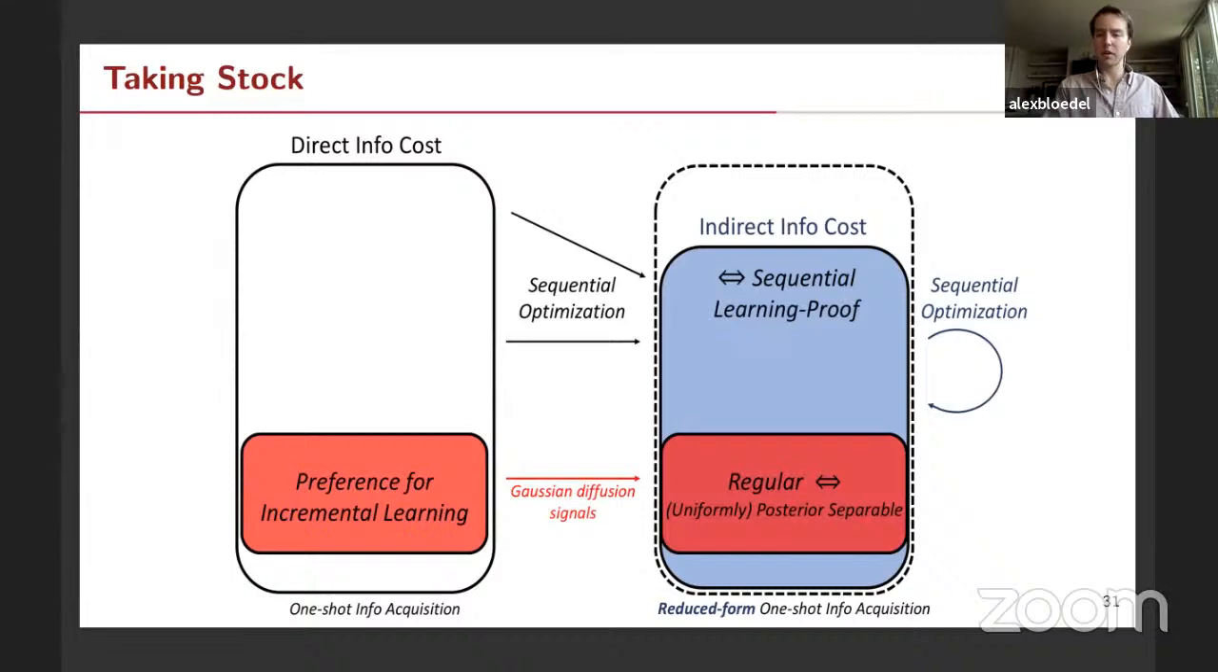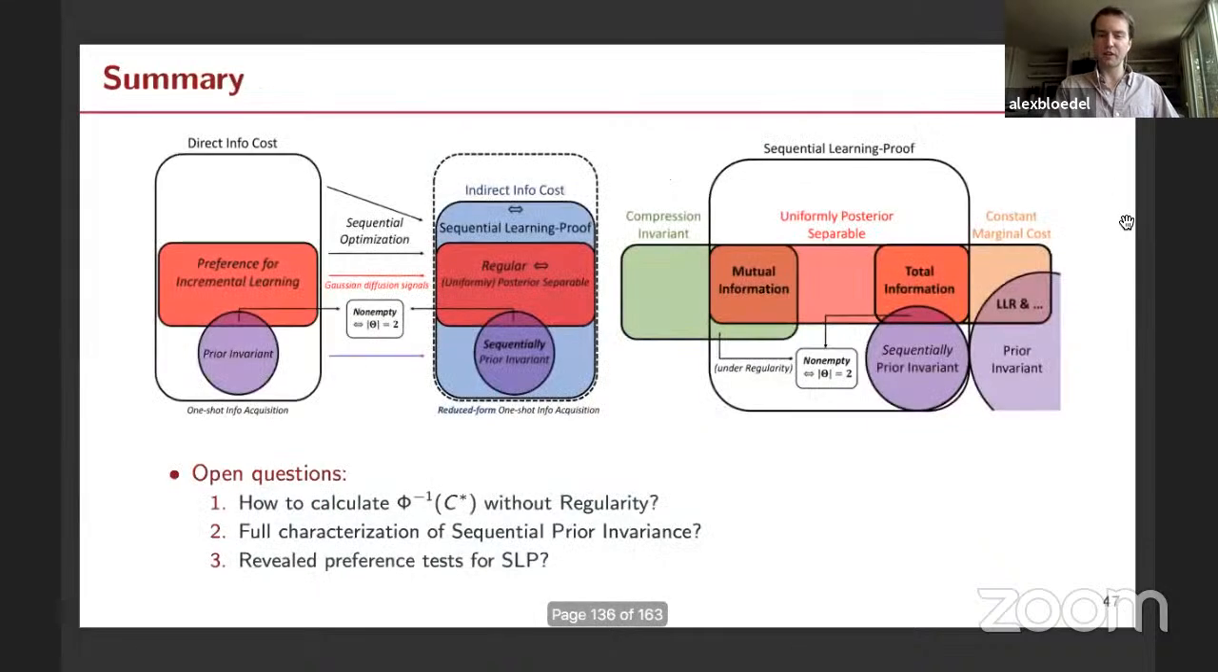I see we're running along on time, so let me just jump straight to the conclusion. So in the first two parts of the paper, which I've had a chance to tell you about, we introduced these two notions, sequential learning proofness and indirect cost. We show that they're equivalent. We use sequential learning proofness to justify the UPS model, and also show that UPS indirect costs can only be generated by a restricted set of underlying direct costs.